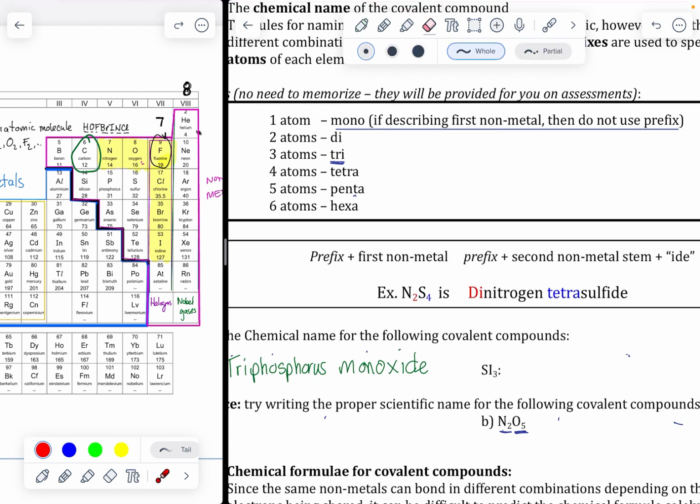SI3, so that's sulfur and iodine. So we say the first one's sulfur. Now the rule here is if we're describing the first nonmetal, we don't use the prefix mono. So we just say sulfur. And then we have 3 iodines, so we have tri, and it's iodide.